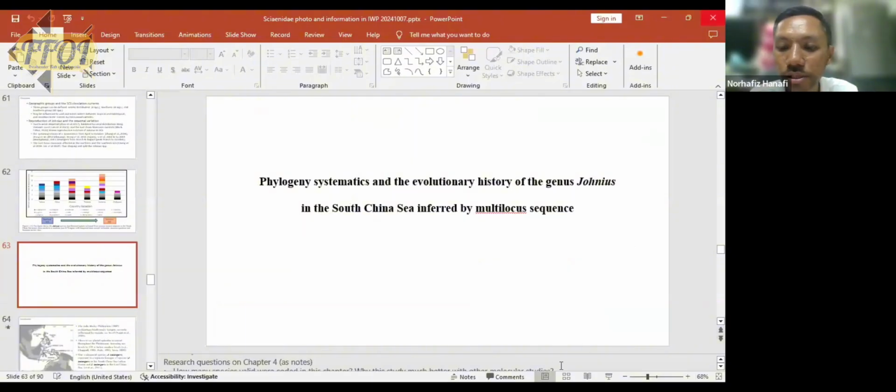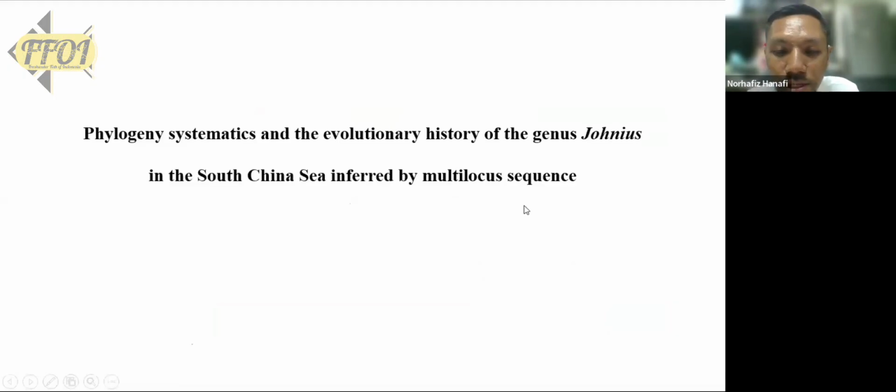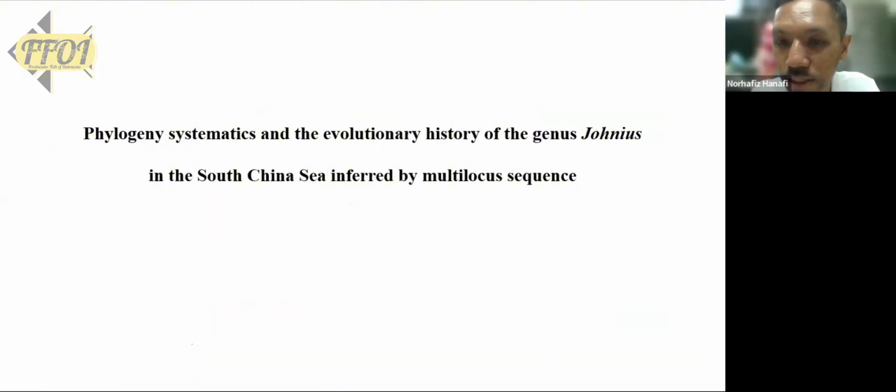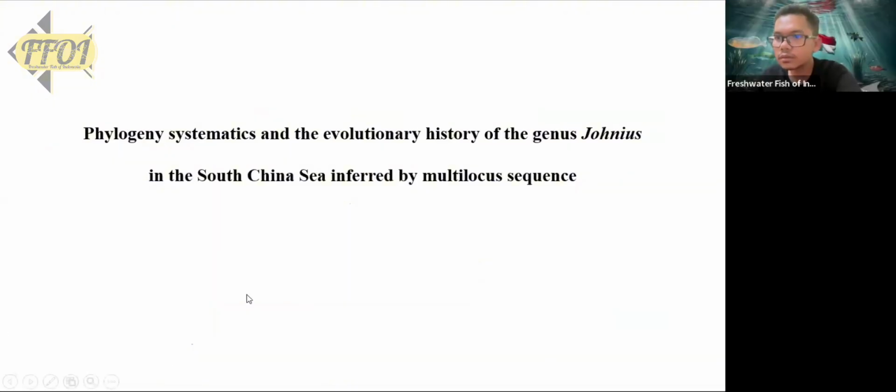Apa tadi ya? Sorry. Macam ni saya nak cek komen lah. Cuba baca komen. Marcel, tolong bacakan komen, Marcel. What? Comment what? Chat. Tolong bacakan chat. There is no chat. Ada question.